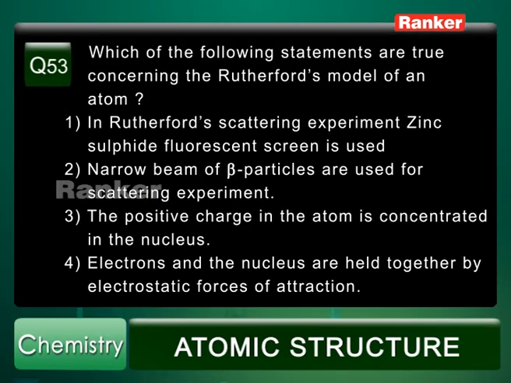Which of the following statements are true concerning Rutherford's model of an atom? In Rutherford scattering experiment, zinc sulfide fluorescent screen is used. Yes, the alpha rays have been projected through metal foil, behind which a zinc sulfide screen is kept, where the scattering and reflected pattern is observed on that screen. Narrow beam of beta particles are used for scattering experiment. No, it is the alpha particle that is used.